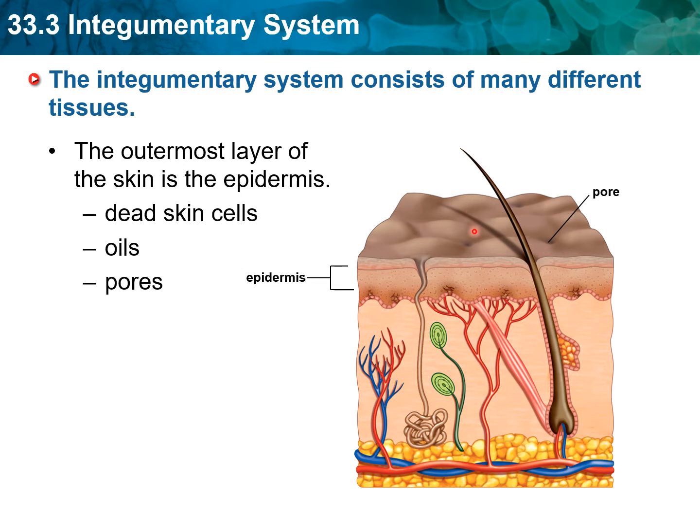Here we have dead cells, up to 10 layers of dead cells, that cover your body. The main function of these cells is to form a barrier between the body and the environment outside the body. And there are pores as well, and there are oil glands that are connected to the hair, and these oil glands release oil into the outer layer of the skin, which is the epidermis.